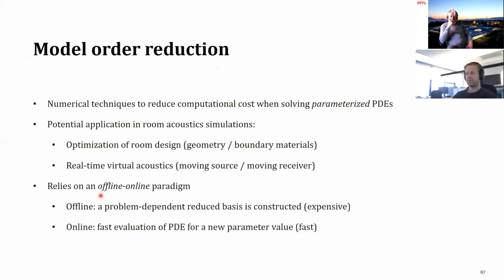It does rely on this offline-online paradigm where we have an offline stage where we do an exploration of the parameter space. We solve the full wave-based simulation model for a few selected parameter values. And we take that data, study it, and create a reduced model that can be solved much, much faster than the full model for a new parameter value that wasn't one of those sample values, but somewhere in between.